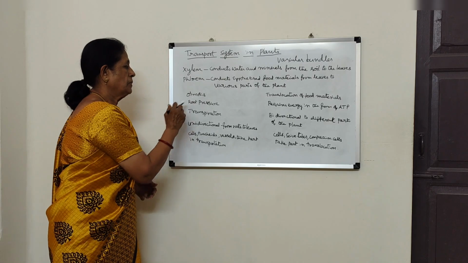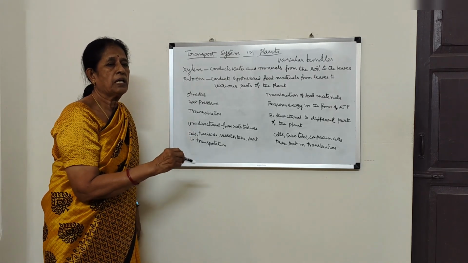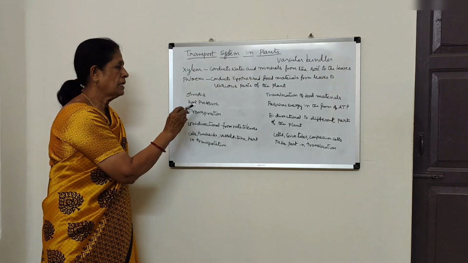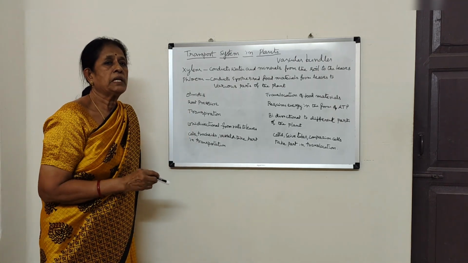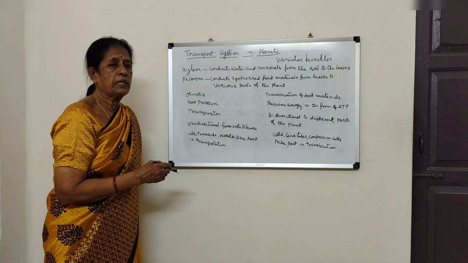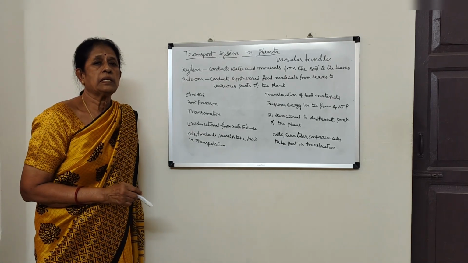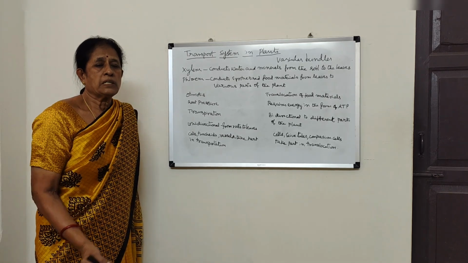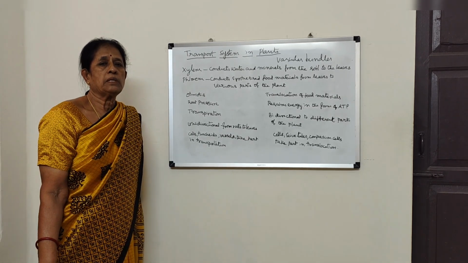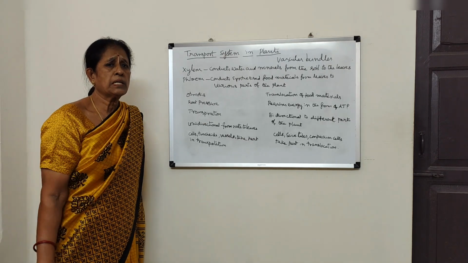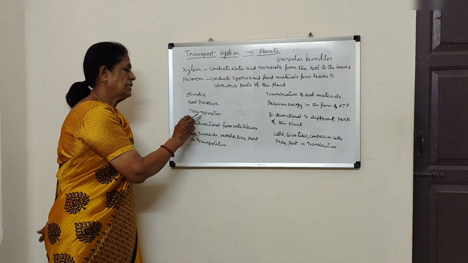That is called osmosis. So by means of the process of osmosis, water along with minerals enters from the soil into the roots, and root pressure helps in the upward movement of water in the xylem vessels. And transpiration is another process. What is transpiration? Transpiration means through the stomata which are present in the leaves, the water escapes in the form of vapor. That is called transpiration.